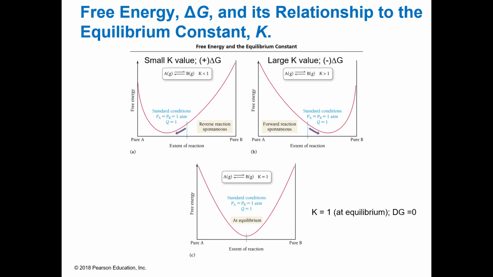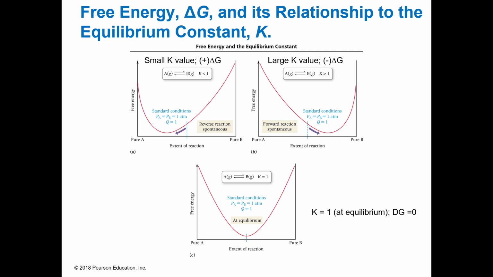And then the last one here, where K happens to equal 1. At equilibrium, we have a nice parabola here, and the lowest energy well is right in the middle. Now, that one's not as likely as the other ones, but it does happen. But again, look at these and think about how that works.